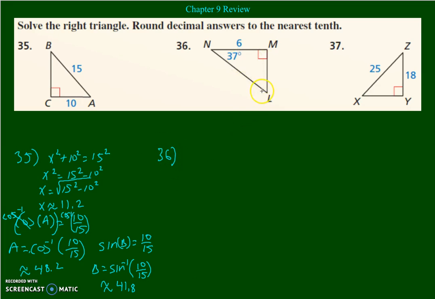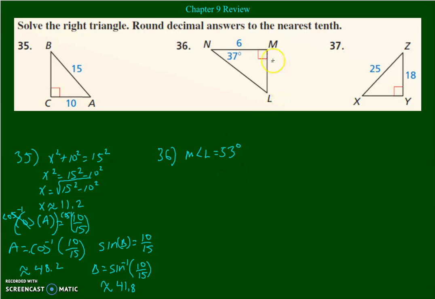We have the same idea. Here we have 37 degrees and a 90-degree angle. We can use the triangle sum theorem because these two angles are complementary. L has to be 53 because 53 plus 37 is 90. So the measure of angle L is 53 degrees.